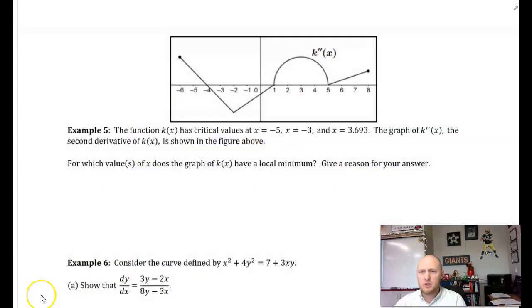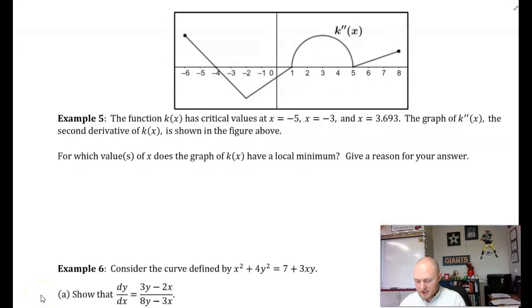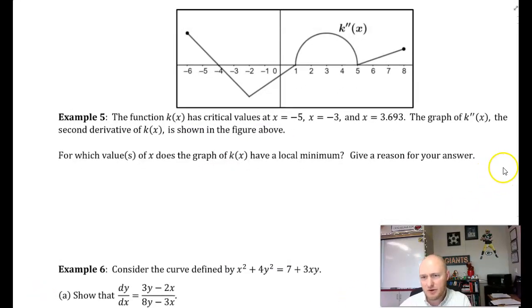Hello, welcome back to this lesson on the second derivative test, and today we are going to bring back implicit differentiation and see how the application of implicit differentiation is utilized with the second derivative test. We're going to jump in and look at example number 5 just to get our brains going again on the second derivative test.